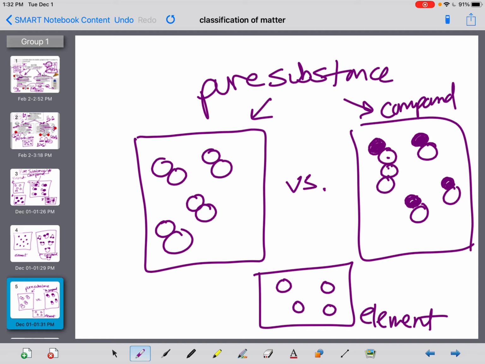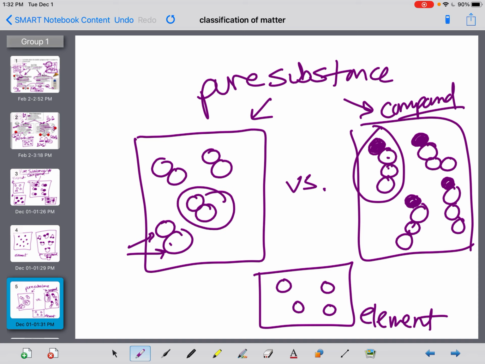I could have something like this, right? 3 white circles and 1 purple circle, right? So it's a pure substance because it's the same, this thing repeated. And I know it's a compound because there's more than one different type of particle that is chemically connected. Now, this one over here on the left is technically considered to be a compound because there are 2 particles that are connected, but they're the same particle connected.